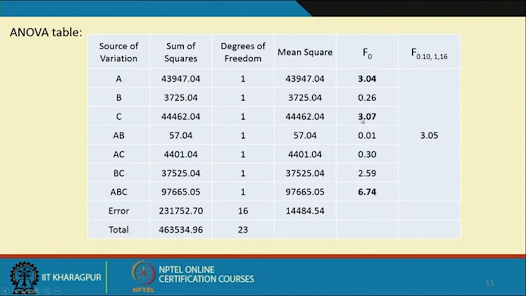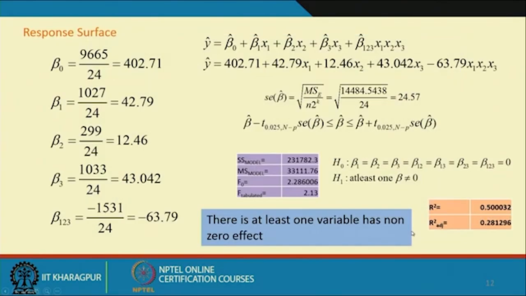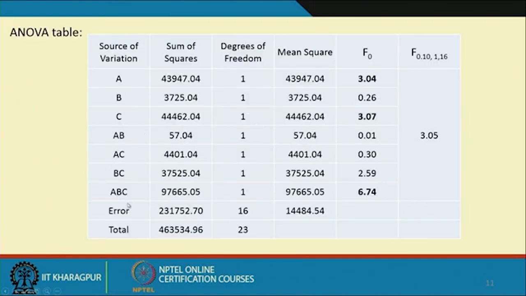Now, you see that A, C and A, B, C are significant with reference to F0, although the A value is 3.04, which is slightly less than 3.05. Under such a situation, it is better to include this in the model or keep this as a significant variable. So, as A, B significant, A and C significant, their interaction AC also we should keep. In addition, ABC is significant. So, we are also keeping B for further analysis because the B interaction is also there.